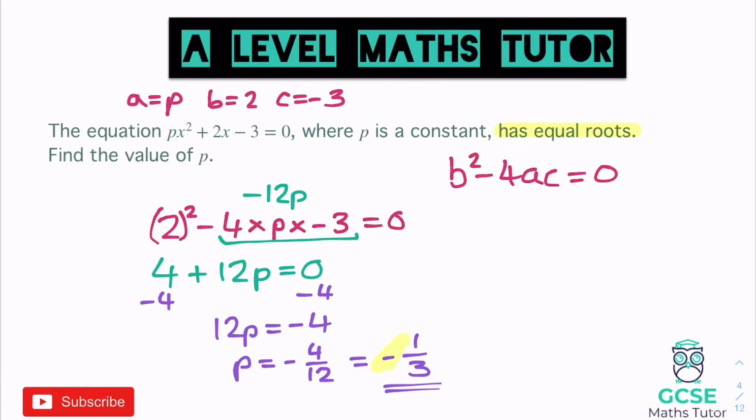So there we go, that's how we're going to go about approaching some of these questions, where the wording is slightly different. It doesn't say in the question anything to do with the discriminant, but we're using that knowledge of knowing that it has equal roots and applying the discriminant towards that. So let's have a look at one more of these before you have a go.